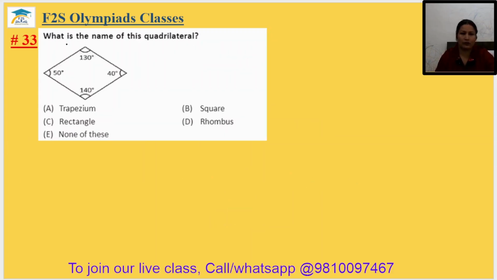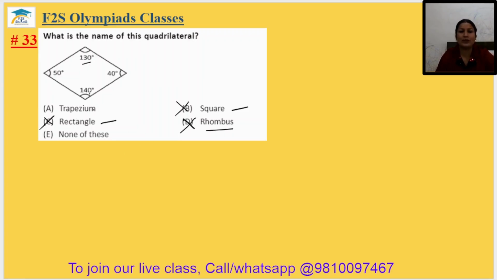Question number 33. What is the name of the quadrilateral? So name of the quadrilateral, how can we check? Actually the values of the angles are given and options are trapezium, square, rectangle and rhombus. For being the square, angle should be 90 degree. For being the rectangle, angle should be 90 degree. So these two are not possible. We are left with the trapezium and rhombus. For being the rhombus, opposite angles should be equal, but it is also not there. So rhombus is also rejected.